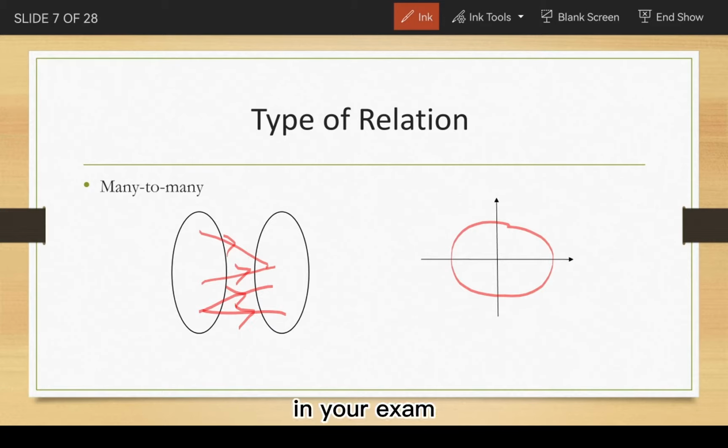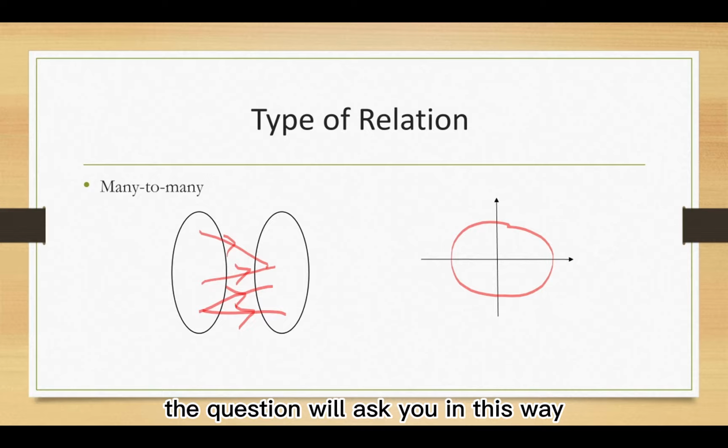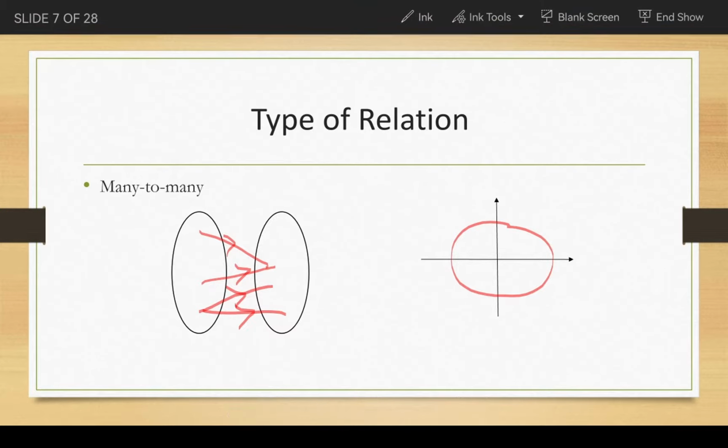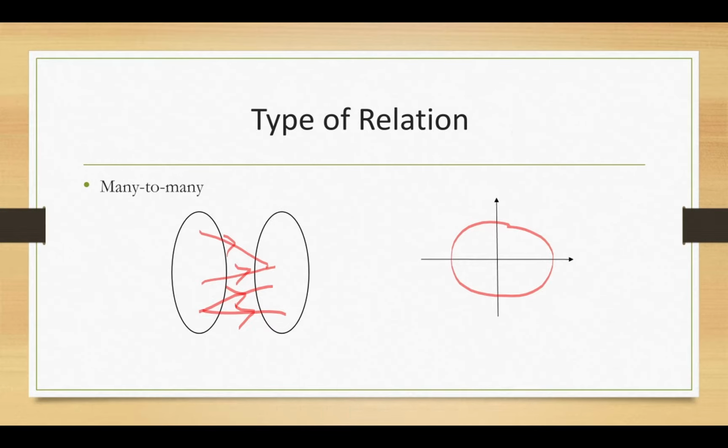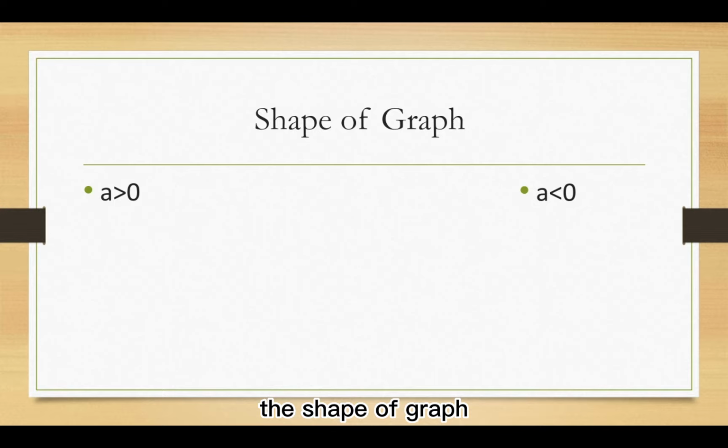So in your exam, the question will ask you in this way. It will draw graphs labelled A, B, C, D, and it will ask you which one fulfills the quadratic expression, and you need to circle it. Yeah. So next will be the shape of the graph.